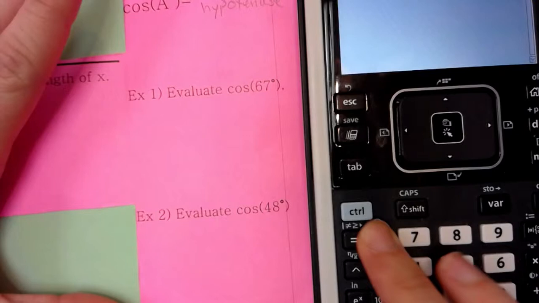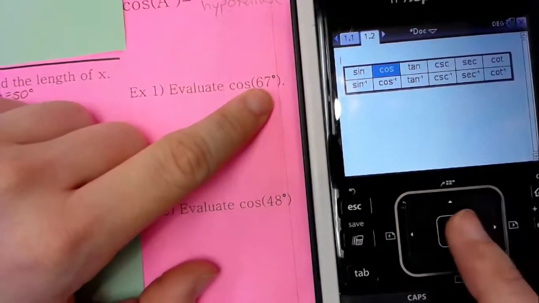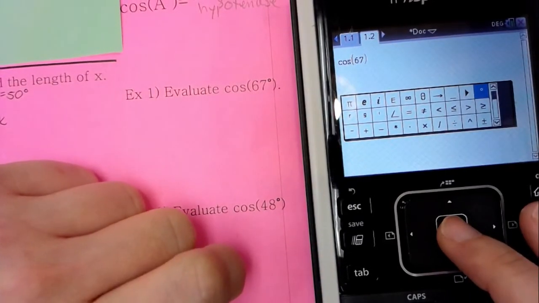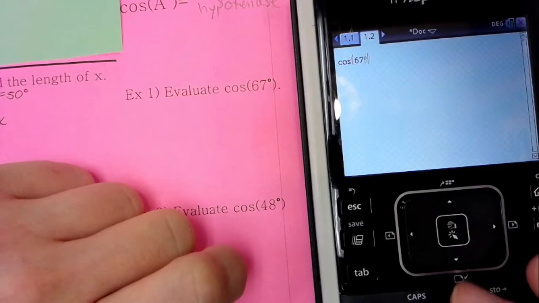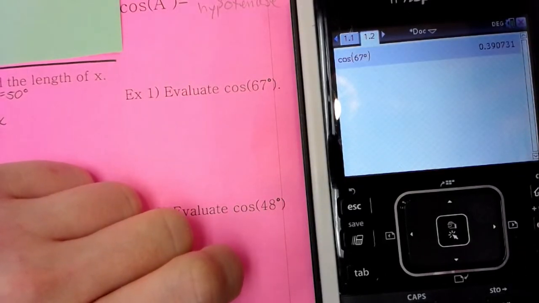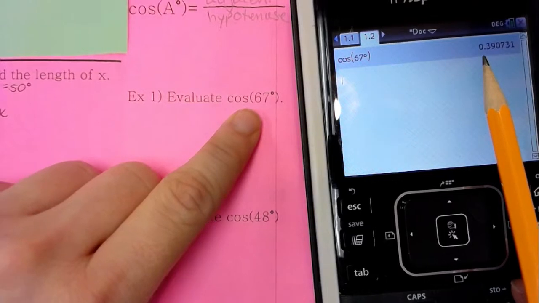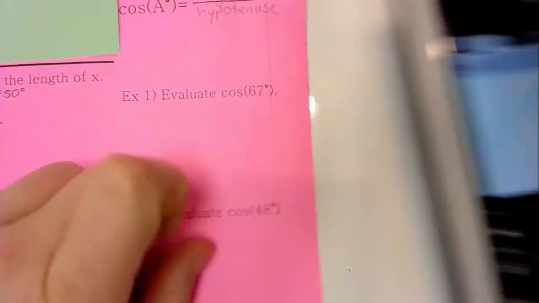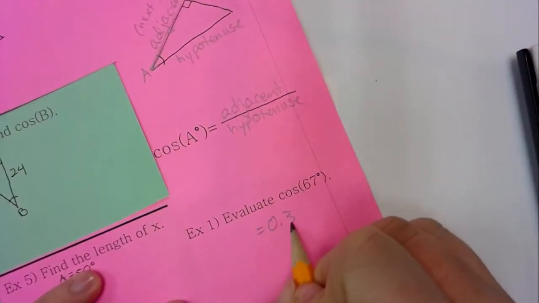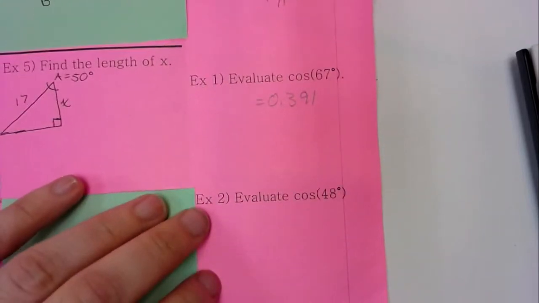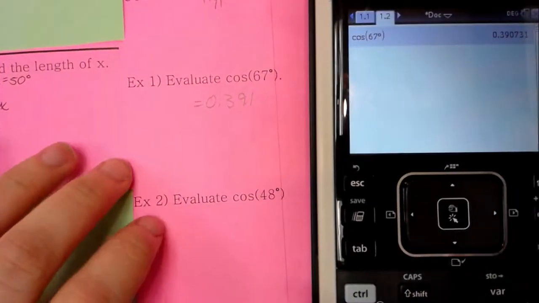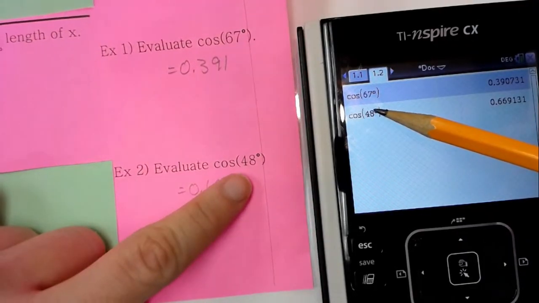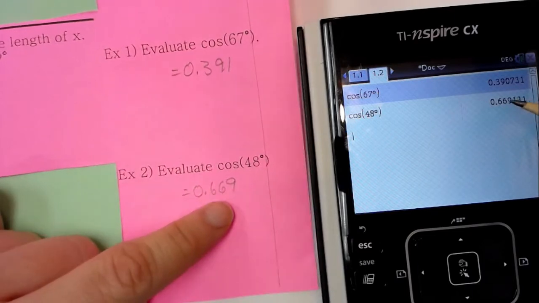So again, find your trig button. Choose cosine this time. And either make doubly sure that your calculator is still in degree mode or go ahead and put the degree sign in. Otherwise, you will not get the correct answer. And my cosine is 0.391. Okay, so you go ahead and try the next one. Okay, so you should have gotten cosine of 48 degrees is 0.669.